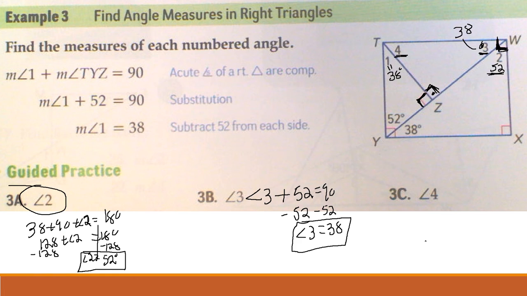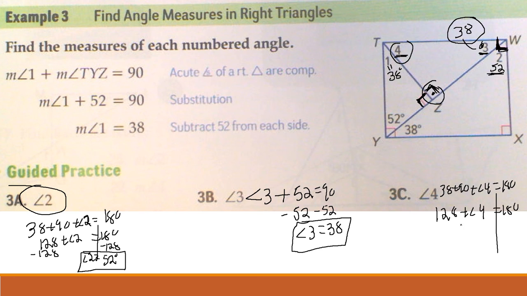So now we end up with a situation where we can use the 180 trick, because we have 38 degrees, we have 90 degrees, and so now all that's left is to figure out that missing one there. So 38 plus 90 plus angle 4 is equal to 180. So we add them up here, we get 128 plus angle 4 is equal to 180. Looks somewhat familiar, hopefully. Minus 128, minus 128, and we get that angle 4 is equal to 52 degrees as well, just like angle 2. So this is 52 degrees.